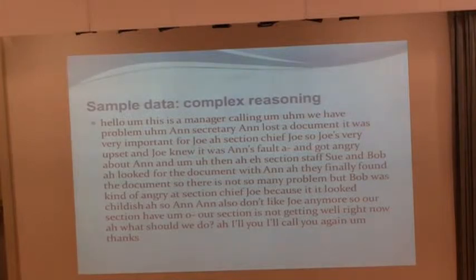Knew it was Anne's fault and got angry about Anne. Then section chief Sue and Bob looked for the document with Anne. They finally found the document, so there is not any problem, but Bob was kind of angry because, causal connected there, it looked childish. So Anne also, don't so, right? You see all of these causal conjunctions coming in. So Anne don't like Joe anymore. So our section is not getting well right now. What should we do now? I'll call you again. Thanks.